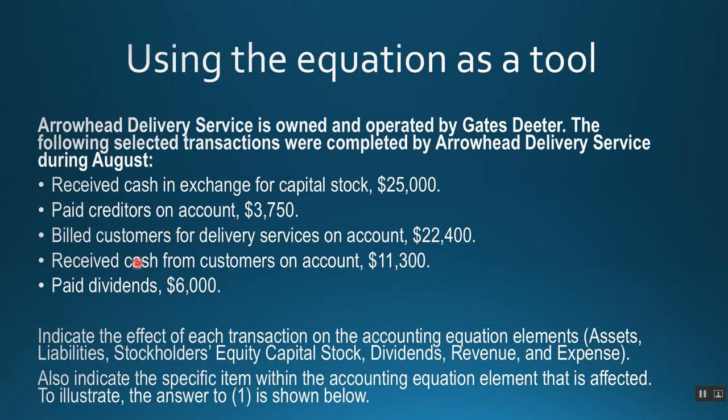The next one, received cash from customers on account, $11,300. So we received the cash. We got the cash from customers on account. So we didn't do anything to receive this cash. This is cash that we've already done something for. We're just waiting to receive. So accounts receivable is impacted here because we received the cash from customers on account. They already owed us this money.